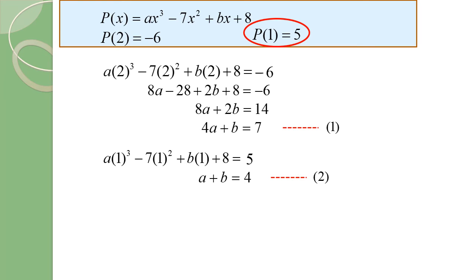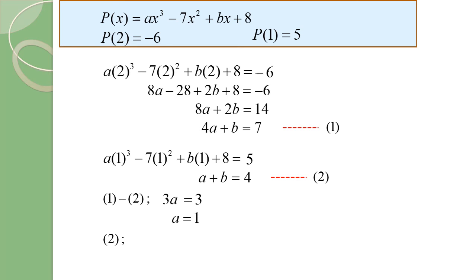To solve these two equations simultaneously, we can use elimination or substitution. The easiest way here is to use elimination. So equation 1 minus equation 2. So we get 4a minus a equal to 3a. b minus b is 0. 7 minus 4 is equal to 3. So 3a equal to 3. So a equal to 1.